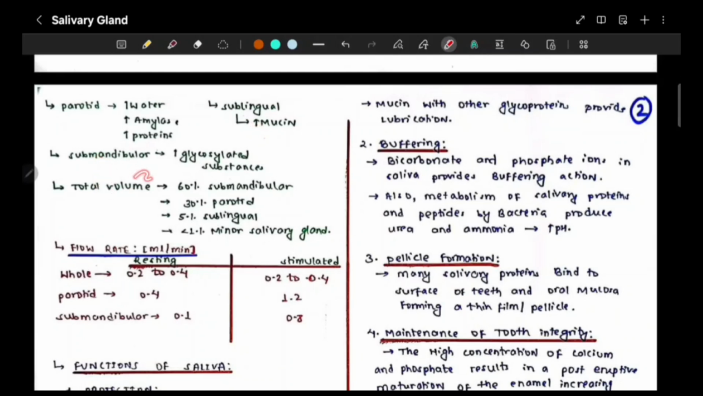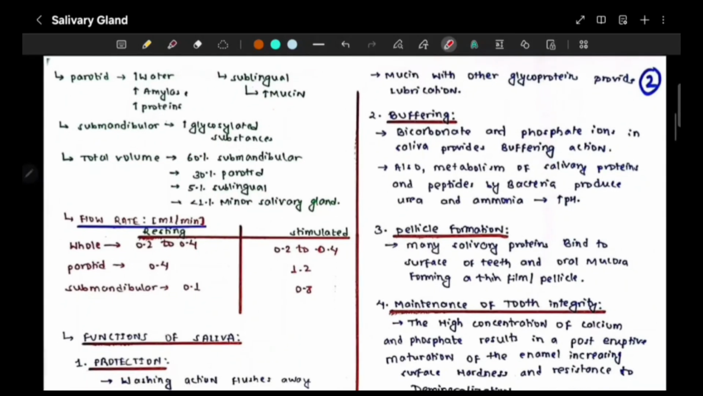After that, the submandibular gland. There are glycosylated substances, and those substances are more secreted by the submandibular glands.